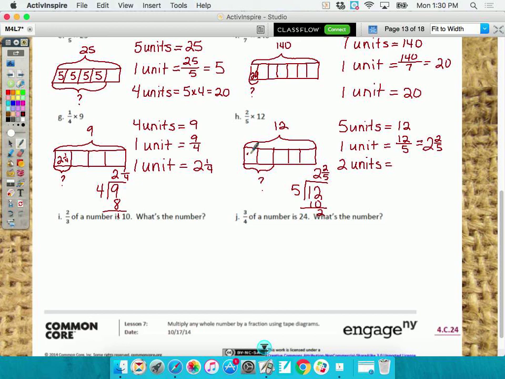Because that's what I've got to do. Times 2. I could do times 2, but when I have just 2 things I have to multiply, I'd rather add. Yep, I agree with you, Modesto. So add 2 2/5 plus 2 2/5, and that's pretty easy to add. What do you get?